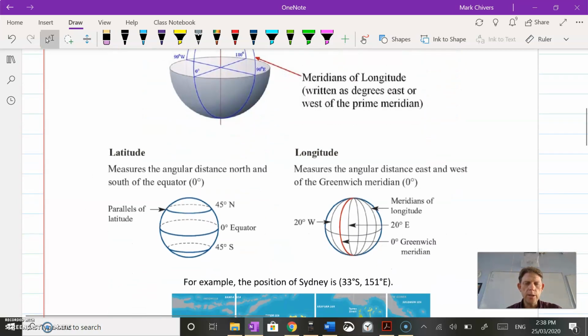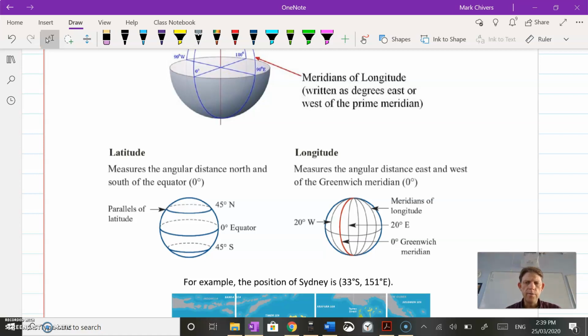Each of them then is referenced by a distance away. Our lines of latitude, which work their way from the equator either up or down, are expressed as so many degrees north or so many degrees south, based on the angular distance north or south of the equator. And the longitude lines are always measured either east or west of the Greenwich Meridian. Greenwich is basically a town in England where all our time is based, and it's considered to be at 0 degrees, and everything else is a distance in degrees from there.